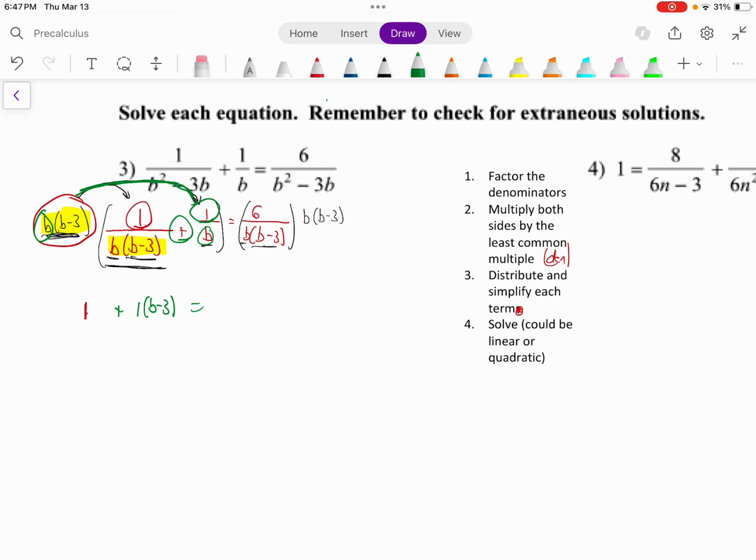On the right side, there's just this one term, so when you multiply by b times b minus 3, they do cancel. We can cross it out here because it's just one term. So this equals 6. And now we're left with a pretty simple equation to solve. So this is 1 times b minus 3 is equal to 6. Add like terms over here. We have b minus 2 equals 6. Add 2 to both sides, and we get b is equal to 8.